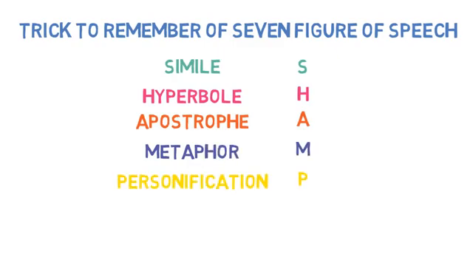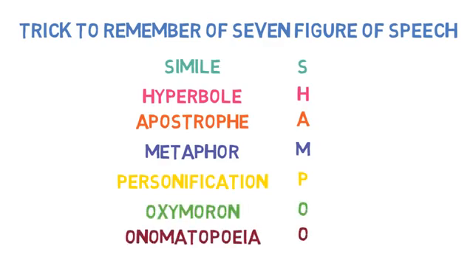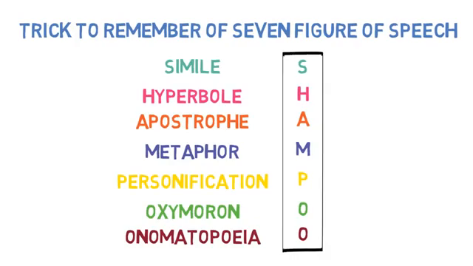Personification, here P is the first letter. Oxymoron, here O is the first letter. Onomatopoeia, here O is the first letter. Combining all these letters, it becomes the acronym SHAMPOO. So please remember this acronym and you won't forget the names of all 7 figures of speech. That's all about figures of speech in this video.